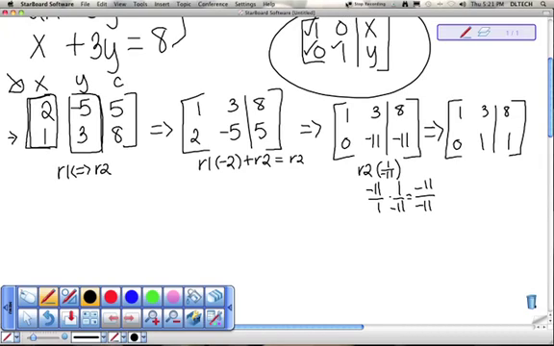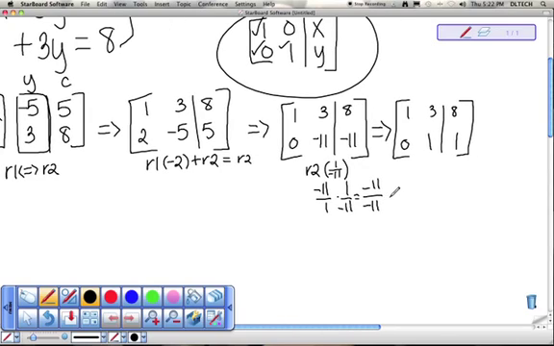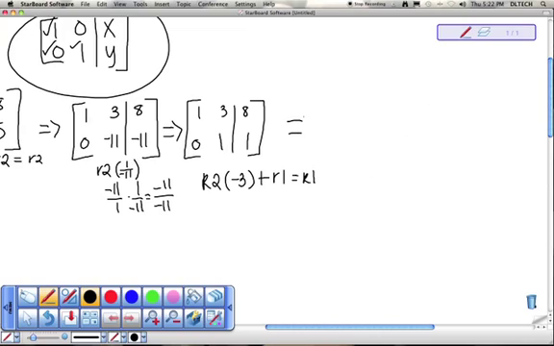Fourth and last goal is to get this 3 and convert it into a 0. And to do that, we'll multiply row 2 times -3 and add that to row 1. And this will give us our new row 1. So we'll rewrite our row 2. And now we'll solve for our new row 1.